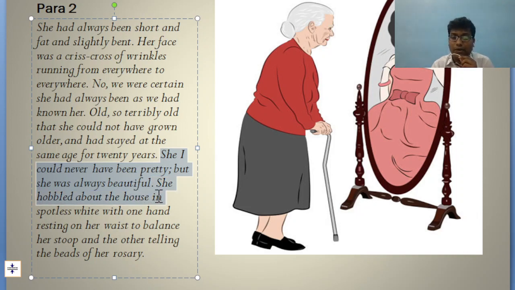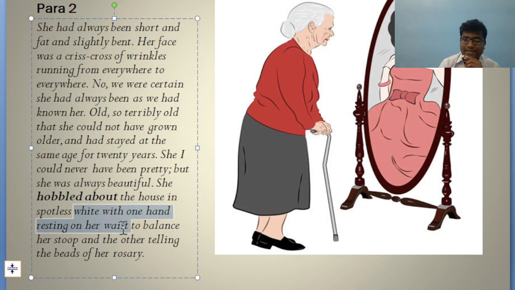She hobbled about the house in spotless white. If I just embolden the words hobbled about, this means walking in a very slow movement, hobbling about in the entire house. In spotless white means wearing a cloth that is spotless white, completely white, with one hand resting on her waist to balance her stoop, and the other telling the beads of her rosary.